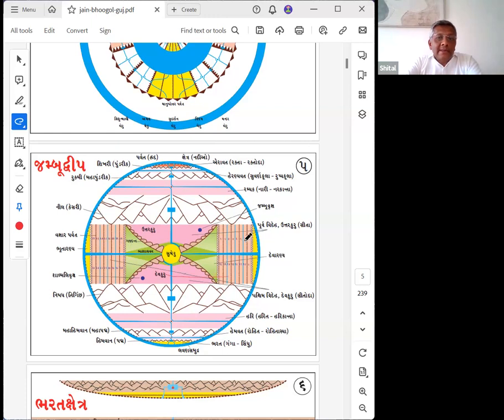So you will find Simandar Swami here. You will find Yugmandar Swami here. You will find Bahu Swami here. And you will find Subahu Swami here. So there are 4 Tirthankars that reside in these 4 segments.